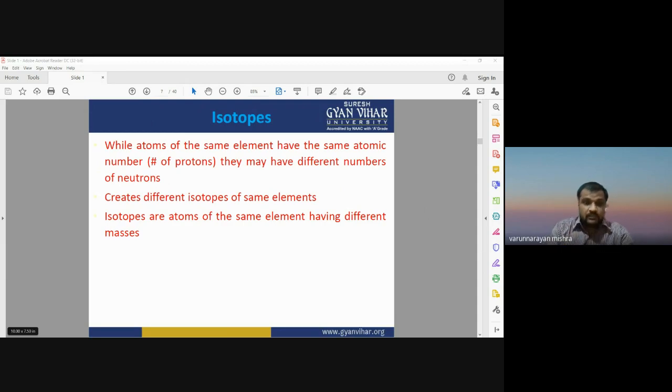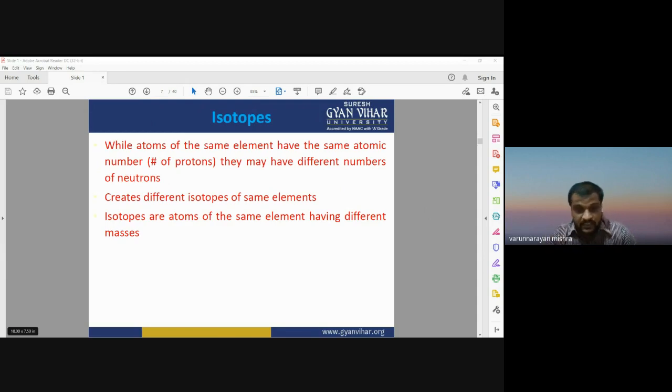The number of protons may be the same, but the number of neutrons will be different. So depending on the differences in the number of neutrons in the nucleus of an element, we get a different type of the same element, that is known as an isotope. Isotope means it is the same element, but it has a different number of neutrons. So on the basis of the number of neutrons, we can have isotopes of the same element.